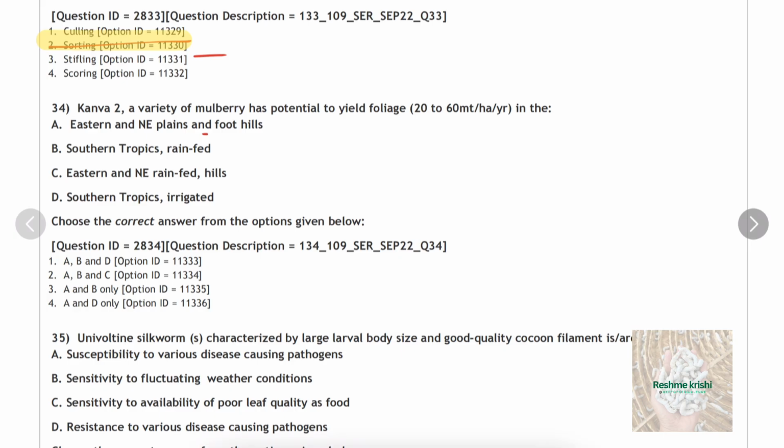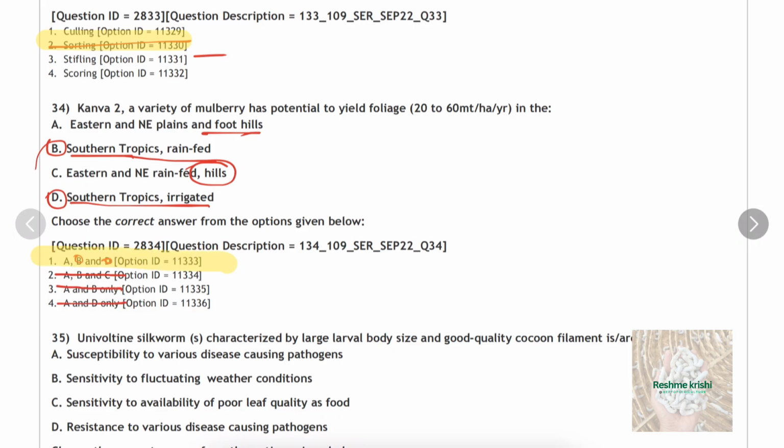Which is present in eastern, northeastern plains of foothills. Yes, it was present. Southern, it is very much popular. And eastern and northeastern hills, southern tropics, yes. Irrigated condition, rainfed condition, both it was there. B and D it was there. See, when you are seeing the answer here, B also should be there, D also should be there. So here D is not there, cut it out. Here D is not there, cut it out. Here B is not there, cut it out.